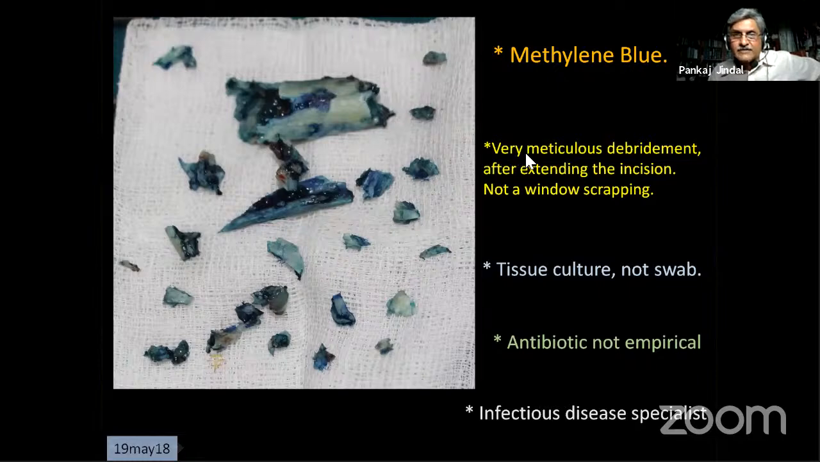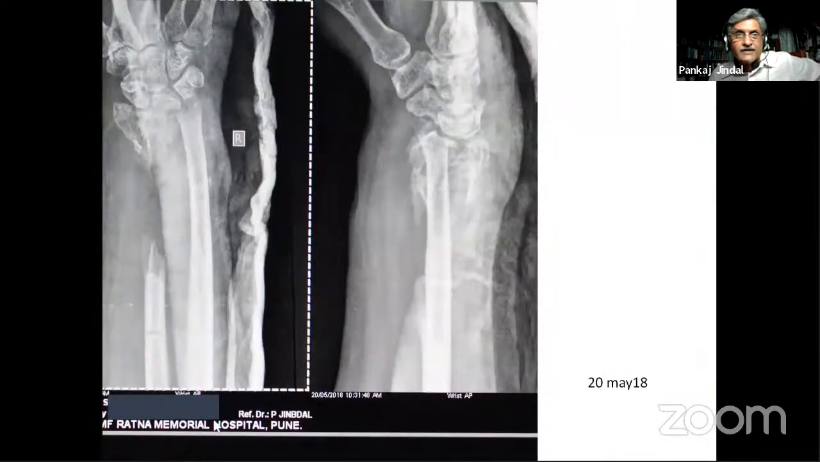You do an extremely meticulous debridement after extending the incision, and it is not just a debridement through a window. Again, it is a tissue culture, it's not a swab here. And antibiotic use is not empirical. Involve, respectfully, an infectious disease control specialist, because he's going to bail us out of this disaster that is in front of us here. Therefore, involve an infectious disease control specialist to control the problems here.